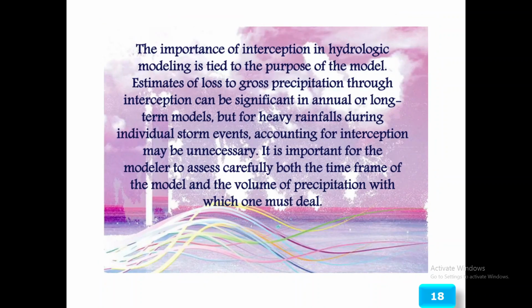The importance of interception in hydrological modeling is tied to the purposes of the model. Estimates of loss of precipitation through interception can be significant in annual or long term models, but for heavy rainfall during individual storm events, accounting for interception may be unnecessary. It is important for the modeler to assess carefully both the time frame of the model and the volume of precipitation with which one must deal.